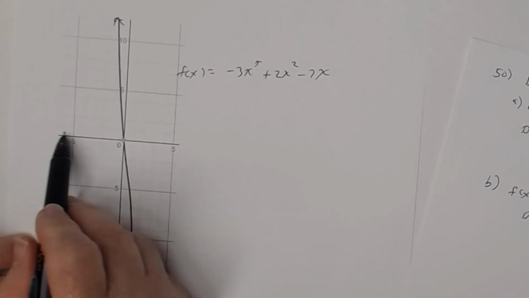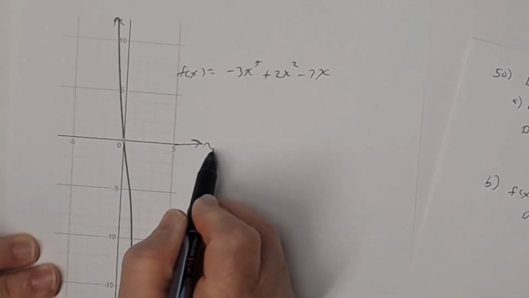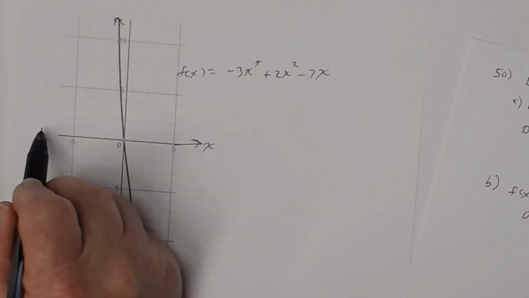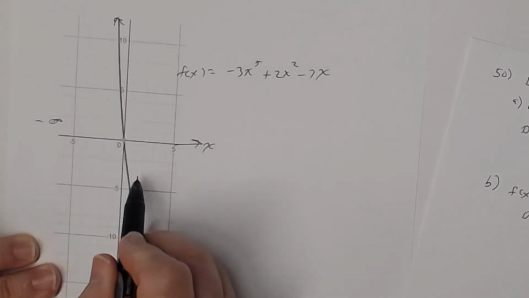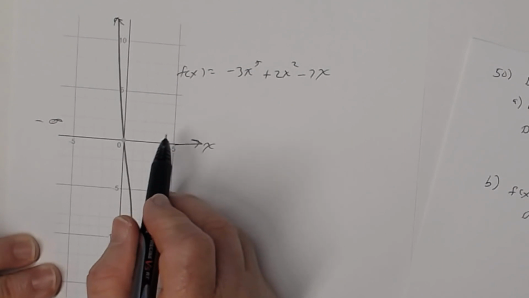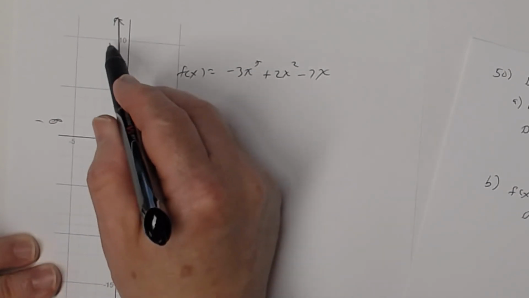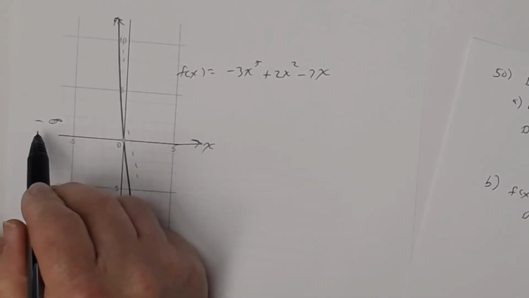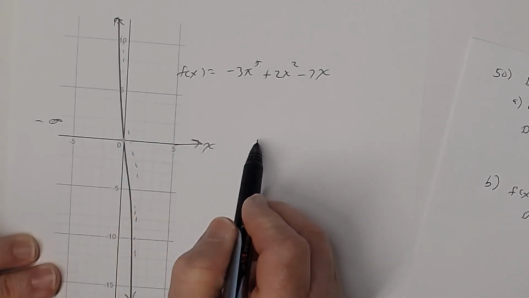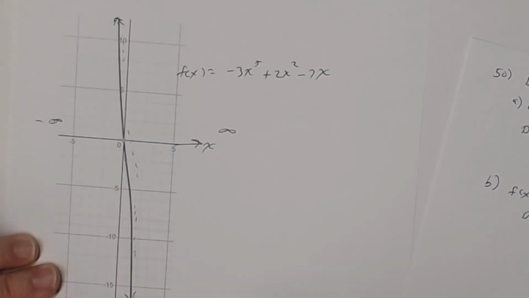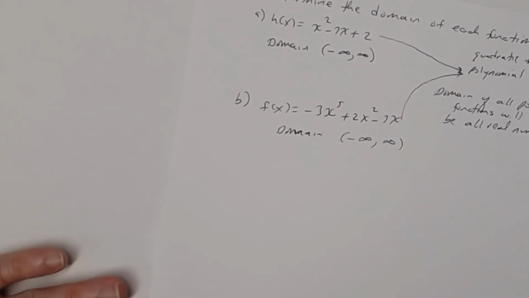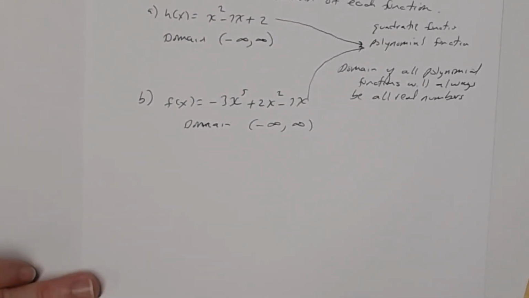Notice when you go from left to right along the x-axis, and remember it keeps on going, you're going from negative infinity all the way to positive infinity. Remember, the domain is the x values. So every point in this graph is going to have an x value from negative infinity to positive infinity. So the domain of all polynomial functions will be all real numbers. In interval notation, it's negative infinity to infinity.